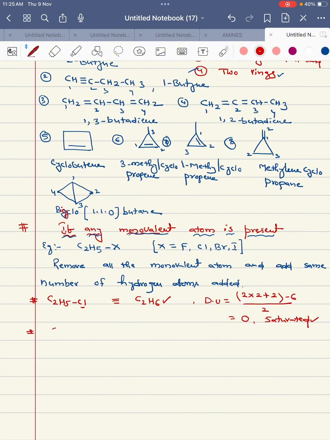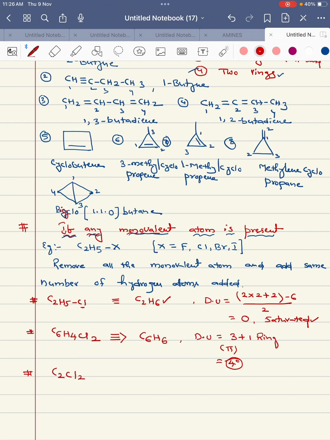Next, one more example we will take. That is C6H4Cl2. Here total how many chlorine atoms are there? 2 monovalent atoms are there. Remove all the chlorine atoms, monovalent atoms, and add an equal number of hydrogen atoms. So after removing the 2 chlorine atoms, I got C6H6. Just now we calculated the DU for benzene. DU is equal to 3 pi bonds, 1 ring. The number of pi bonds is 3, plus 1 ring, so 4 degrees will come. So DU equal to 4 or greater than 4 means your molecular formula should contain at least one benzene ring.